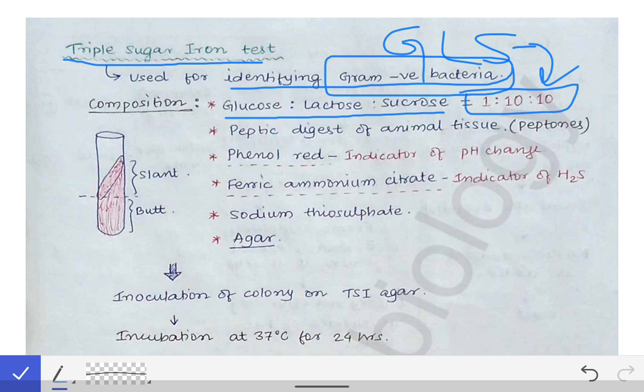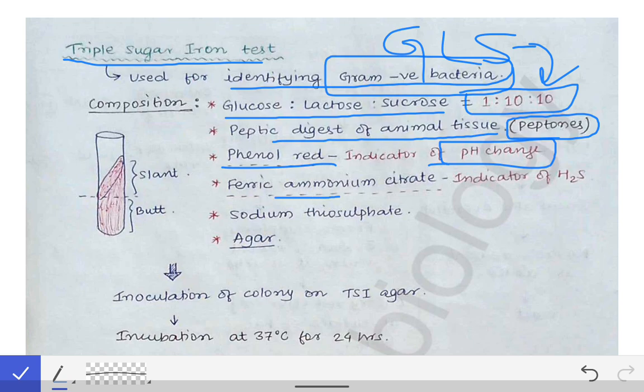The next part in the composition is the peptic digest of animal tissue. This provides the necessary peptones. We will discuss the roles of the peptones later on in this video. The next component is phenol red. The phenol red is the indicator of the pH change. So the pH change that occurs in this test is detected by the color change of the phenol red, which acts as an indicator here.